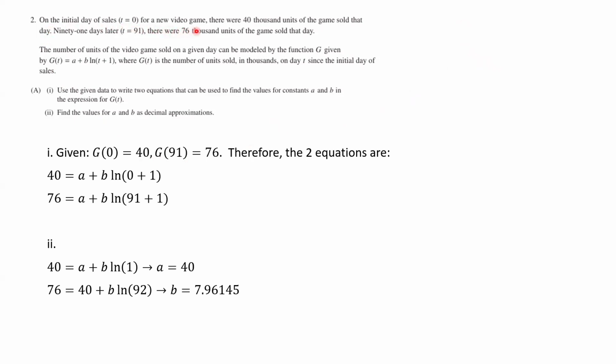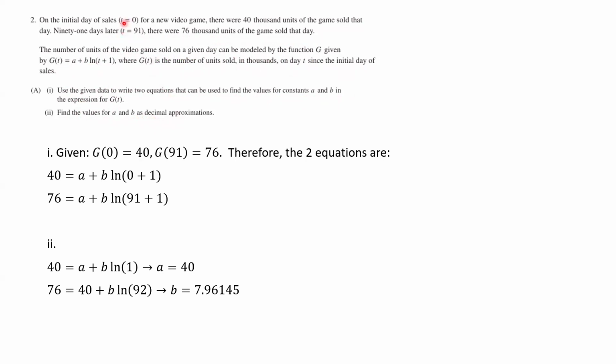All right, so this says on the initial day of sales, t equals 0, for a new video game, there were 40,000 units of the game sold that day. 91 days later, t equals 91, there were 76,000 units sold that day. The number of units sold on a given day can be modeled by G, where G is A plus B ln of t plus 1, and G is the number of units sold in thousands on day t since the initial day of sales. Use the given data to write two equations that can be used to find the values of constants A and B in the expression for G, and then find the values of A and B as decimal approximations.